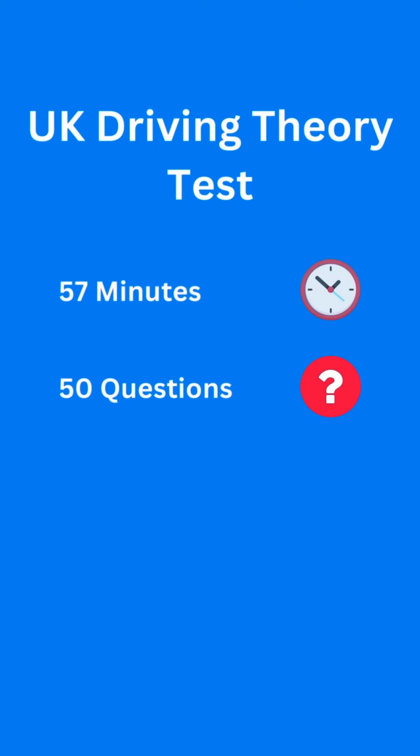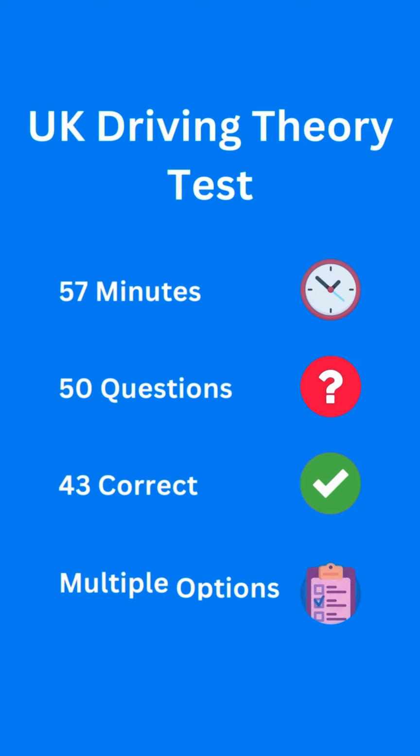So in today's video, we will discuss the UK driving theory test. As we all know, in this test, you have 57 minutes to answer 50 questions in total, and you have to get at least 43 of them correct in order to pass. All of these questions have multiple options, and you have to choose the correct one.